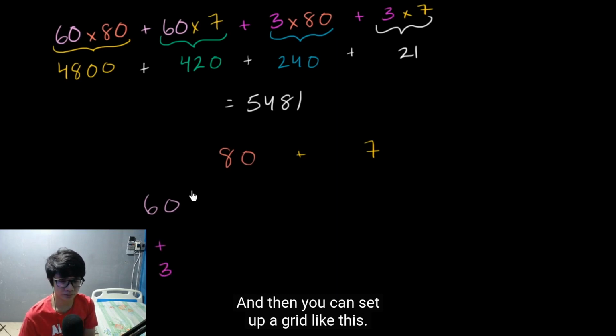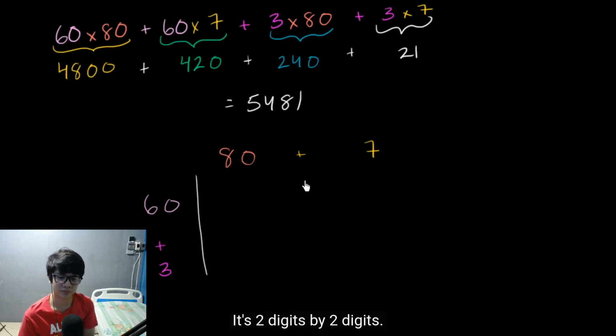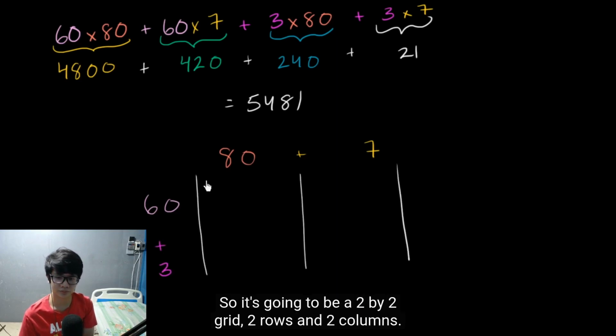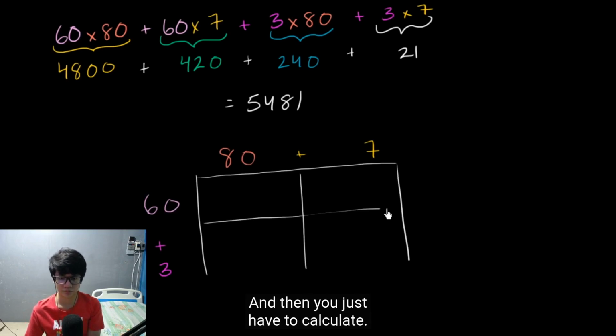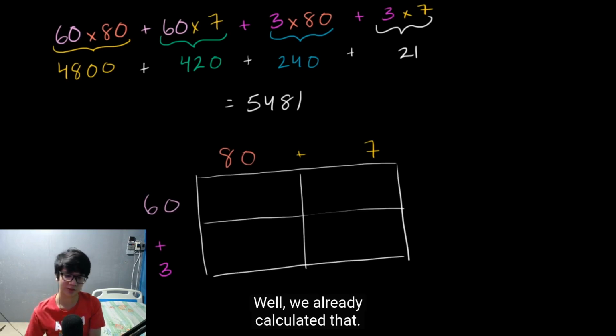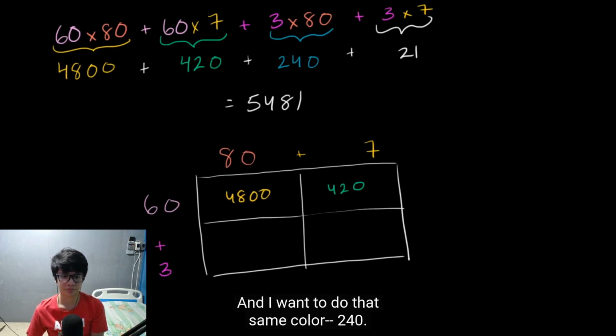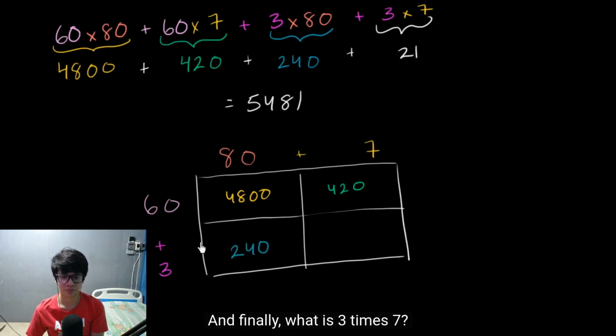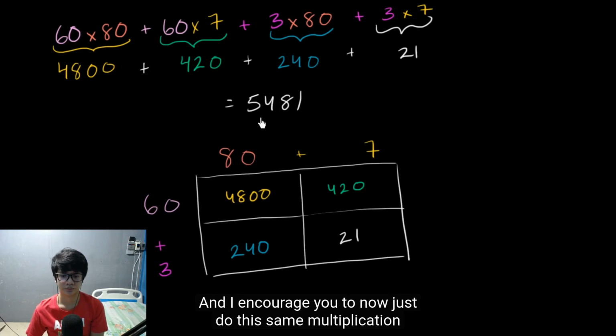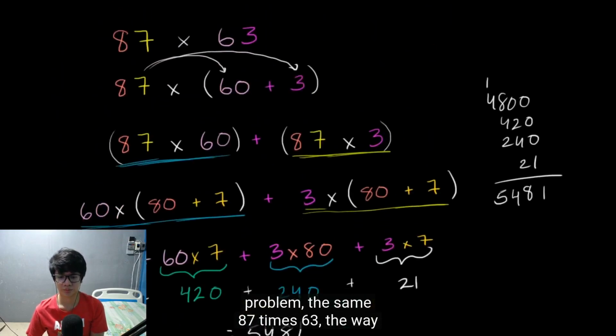And then you can set up a grid like this. It's 2 digits by 2 digits, so it's going to be a 2 by 2 grid, 2 rows and 2 columns. And then you just have to calculate. What's 60 times 80? We already calculated that. That's 4,800. What is 60 times 7? That's going to be 420. What is 3 times 80? We already calculated that. That is 240. And finally, what is 3 times 7? 21. You add them all together, you get 5,481.